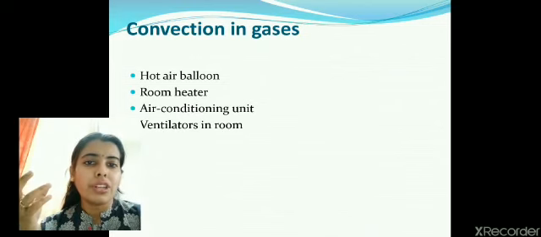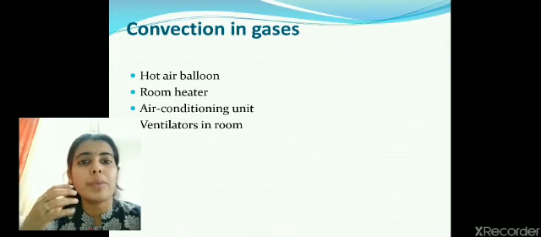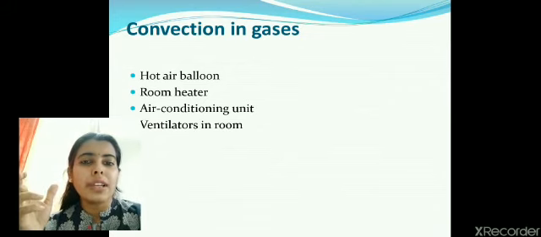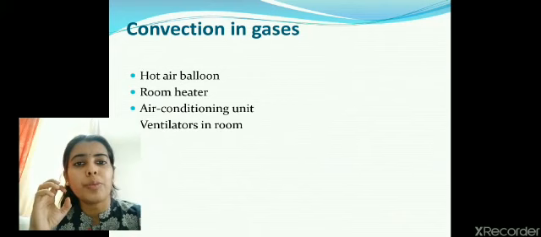In older construction houses, it is easy to see ventilators. These days we don't have those ventilators because we have packed construction. In the older constructions, you can see ventilators were provided in the rooms. What was the function of the ventilator?